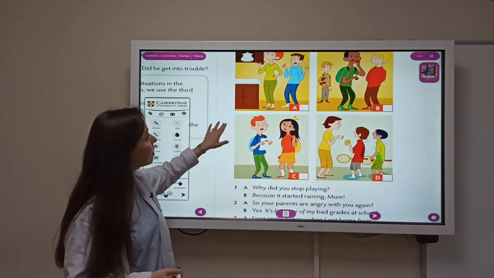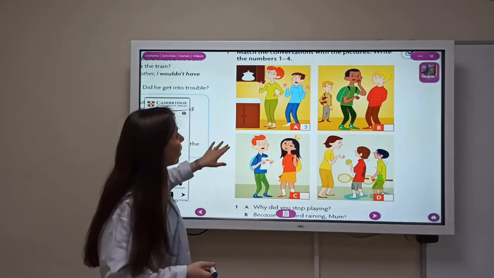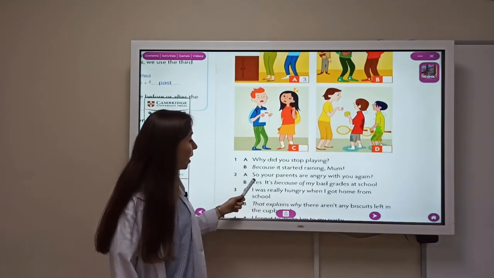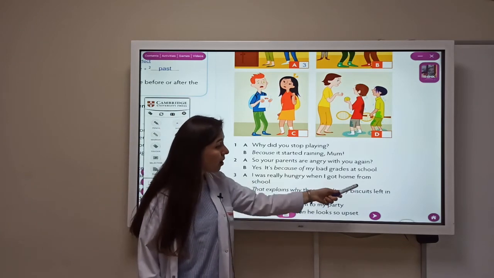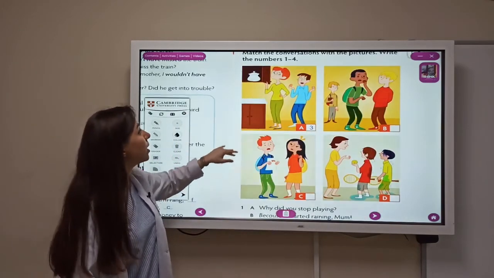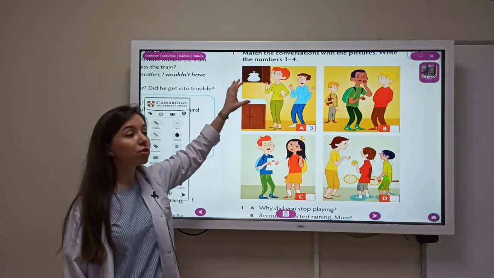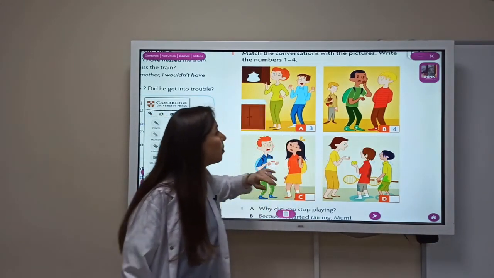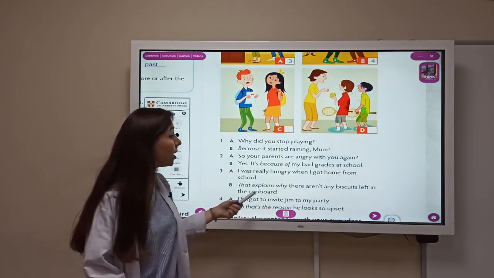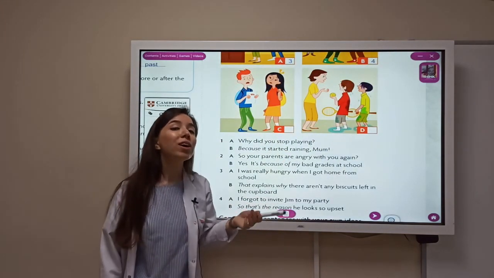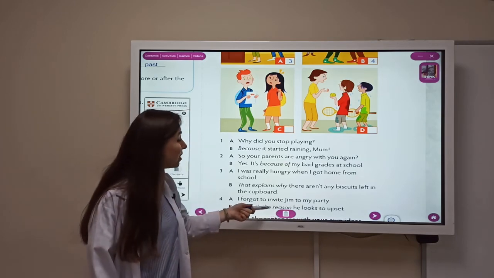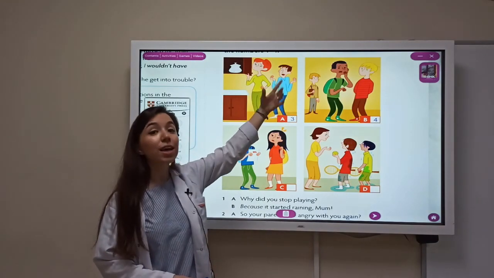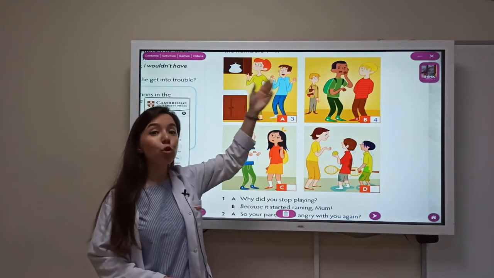And now we are going to match these four conversations with the pictures. Look at number 1. Number 1 is 3. Why? It said, I was really hungry when I got home from school. That explains why there aren't any biscuits left in the cupboard. Look here, there is nothing left in the cupboard. So A is matched with 3. B is 4. What was 4? I forgot to invite Jim to the party. So what was the result that you forgot? That's the reason he looks so upset. Look here, he is so upset because he forgot to invite Jim to the party.